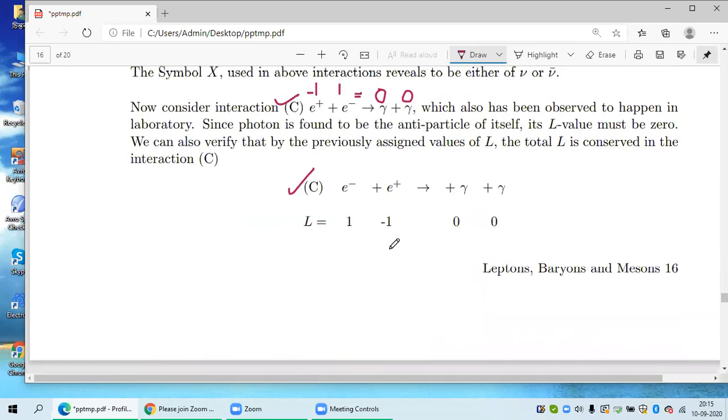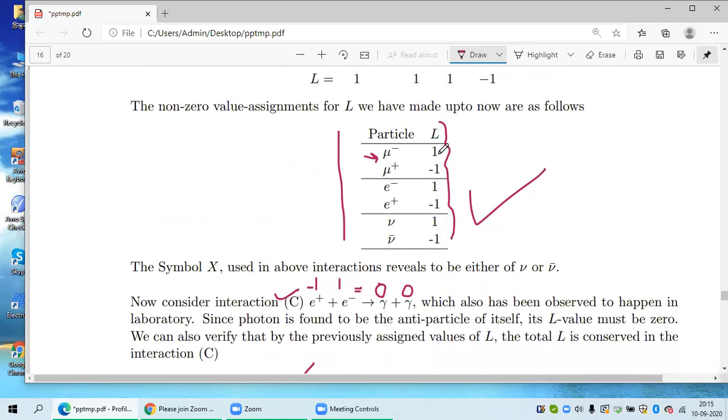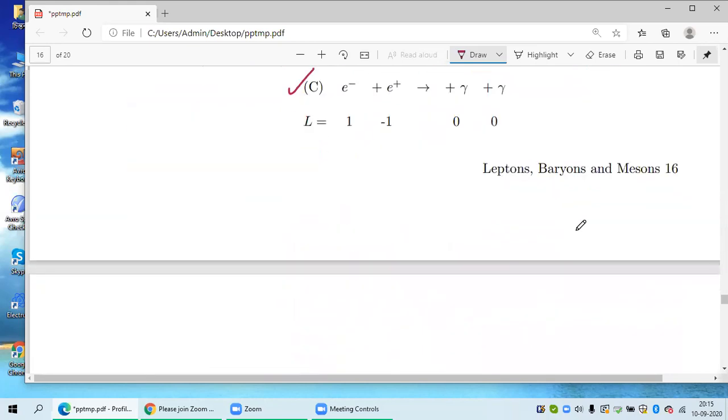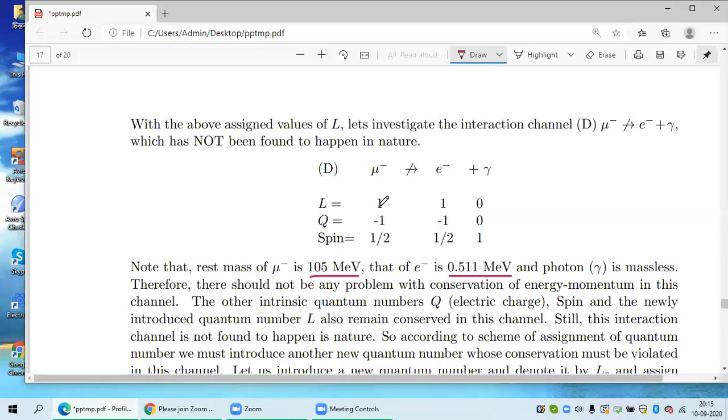Now, your assigned L values in this list: L for the muon is -1, L for the electron is -1, L for gamma is 0, it is not in the list. So the L on both sides is conserved. So all quantum numbers are conserved, it is energetically possible, still it does not happen. Now you can ask why it doesn't happen. The best answer to this question is that it doesn't happen in nature because nature wants it that way.